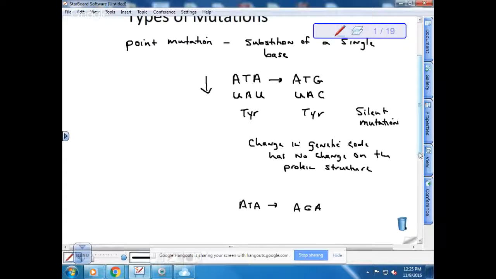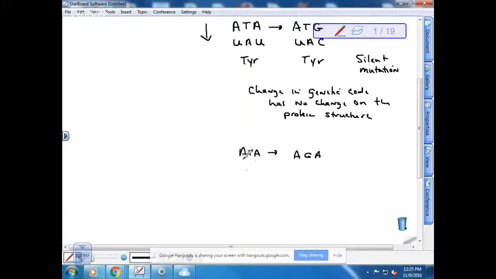And so ATA would be UAU, and that's tyrosine. We already discovered that. And then this would be UCU, right? And UCU codes for serine, or SER, right? And so they call this a missense mutation, because now we have a change in the sequence of amino acids. And that could very likely affect the way that the protein folds, and the way that the protein folds determines its function.